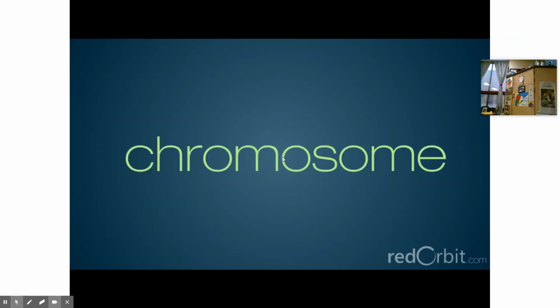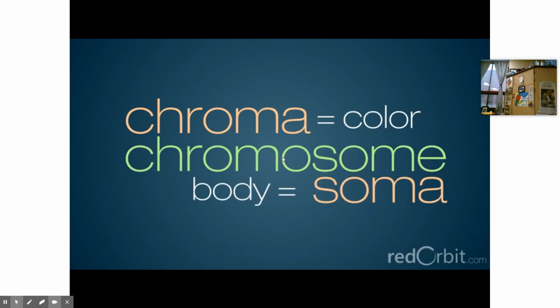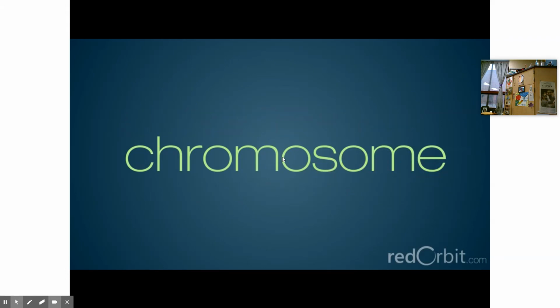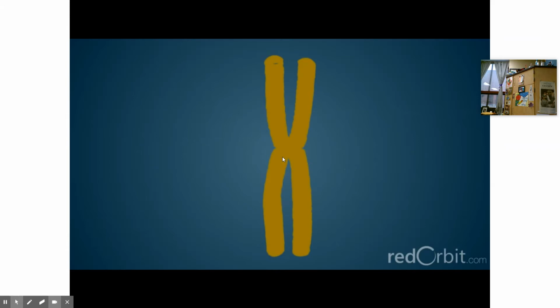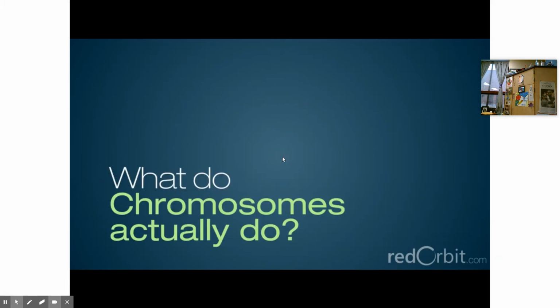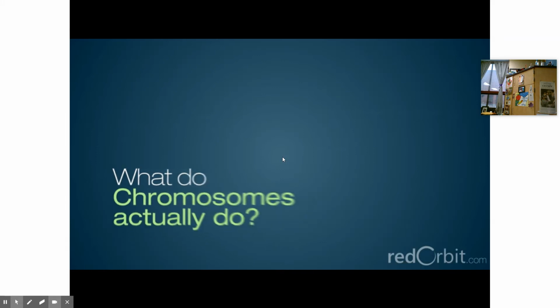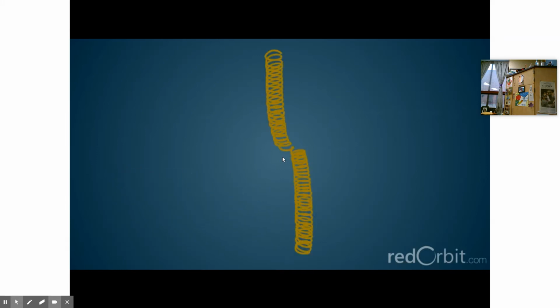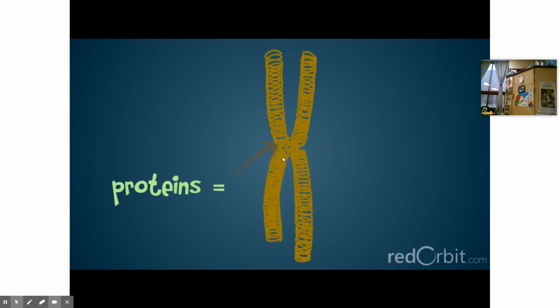The term chromosome comes from the Greek words for color, chroma, and body, soma. Scientists gave this name to chromosomes because they are cell structures, or bodies, that are strongly stained by some colorful dyes used in research. So what do chromosomes actually do? The unique structure of chromosomes keeps DNA tightly wrapped around spool-like proteins called histones. Without such packaging, DNA molecules would be too long to fit inside cells.